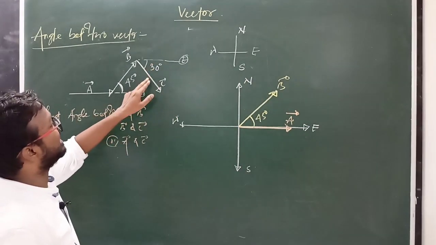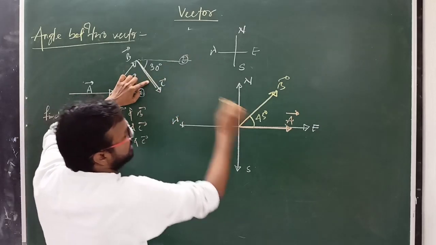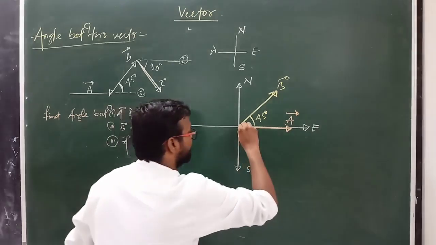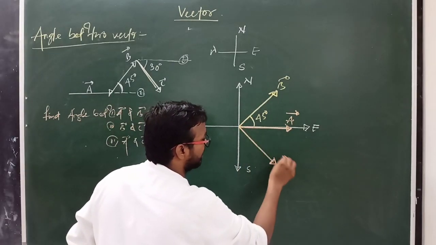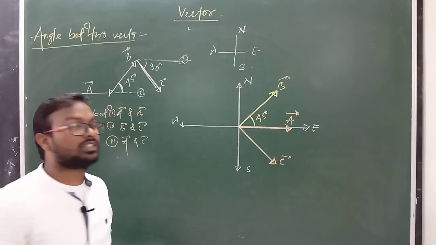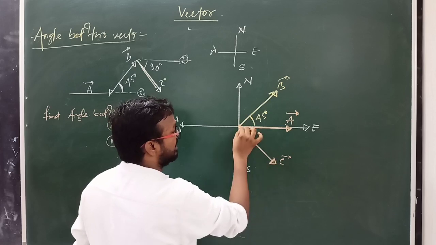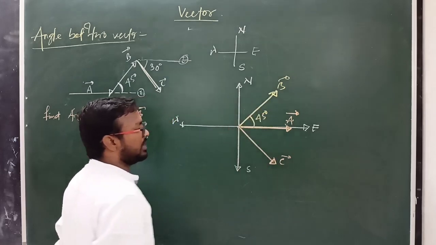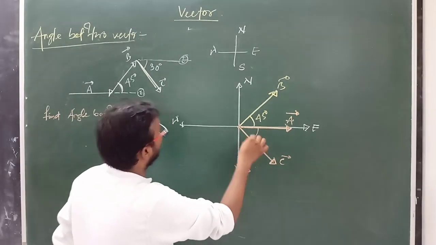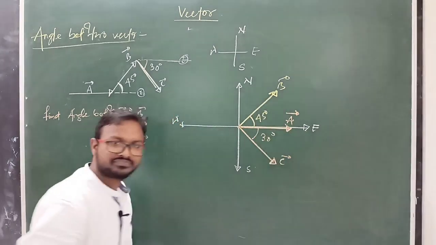Then come to vector C, and this vector which is 30 degree below this axis means east direction. So we can write here, this is the direction of vector C. Why? Because we have to join first their tail to tail, and this is tail of A vector, tail of B vector, tail of C vector, and all these vectors coincide at a point, and at that point we have to find the angle, and this angle is equal to 30 degree, so we can write here 30 degree.